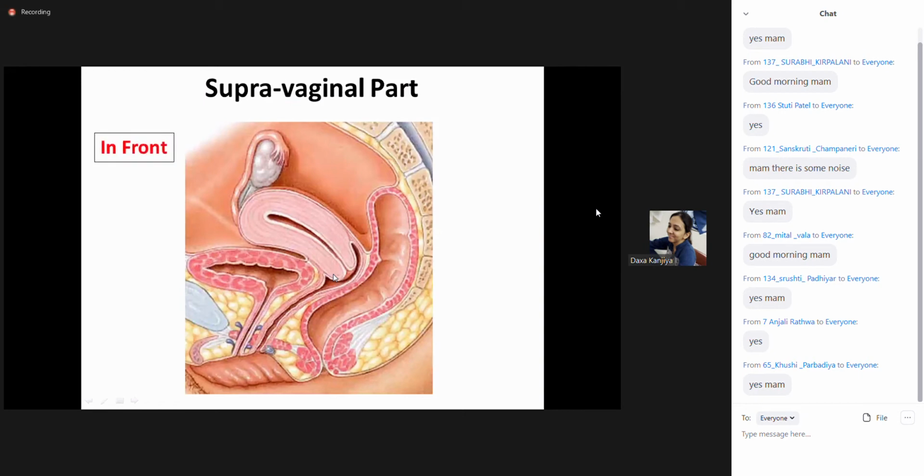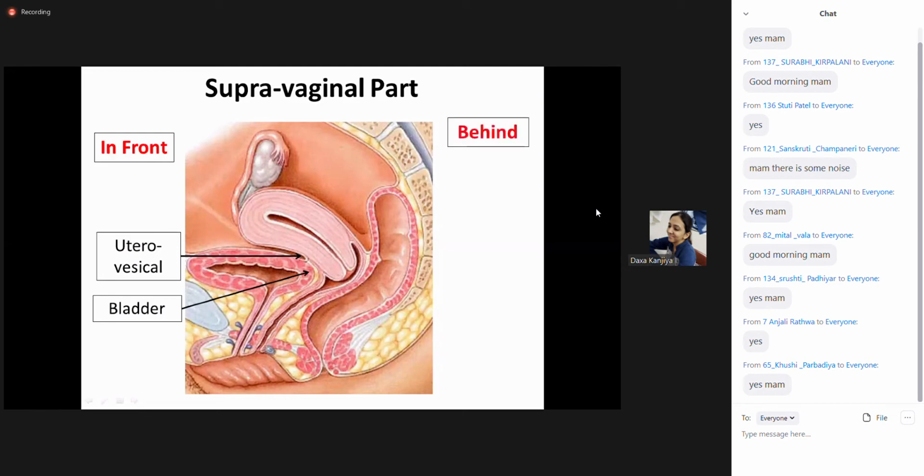So the anterior aspect of the supravaginal part is related to the urinary bladder and one pouch, that is uterovesical pouch. These two. Just like that, the posterior surface is related with the rectouterine pouch of Douglas and with the anterior aspect of the rectum.